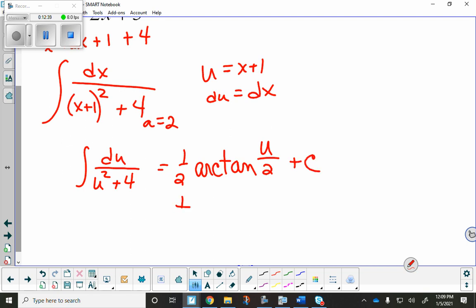Well, that's 1/2 of the arctangent of x plus 1 over 2 plus c. And that looks pretty good, I think, so far.